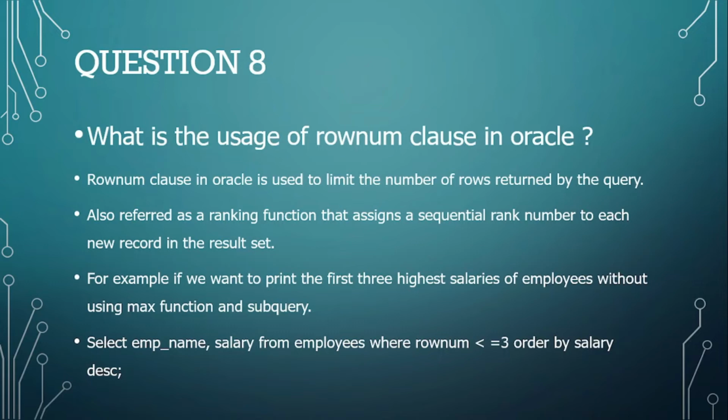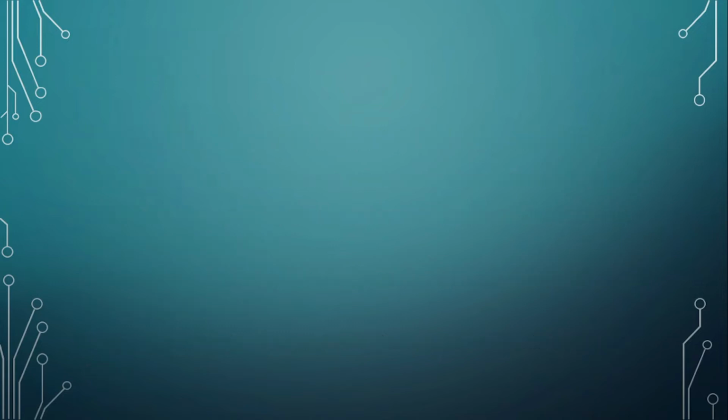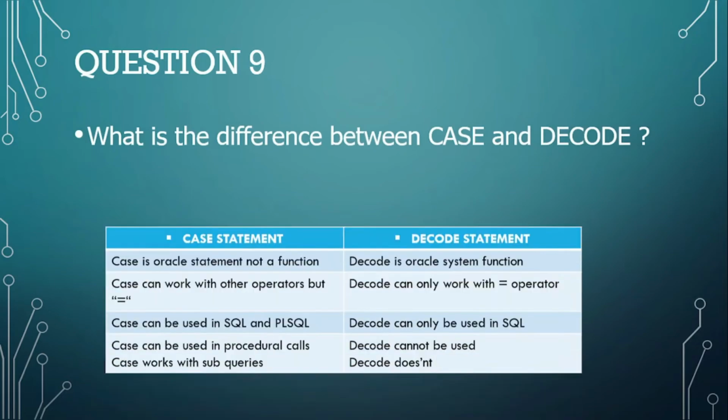And here we didn't even use the max function or the subquery. So ROWNUM is a very important clause in Oracle. It is basically used to limit the number of rows returned by the query. So let's go to the other question now.